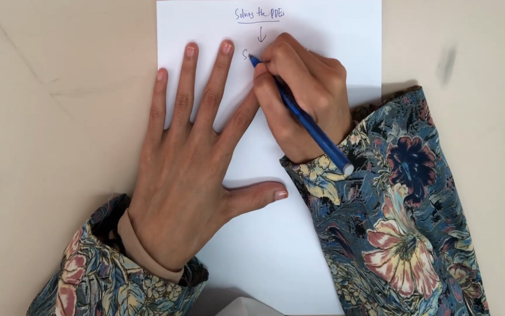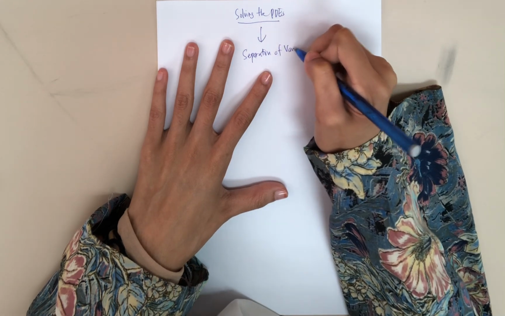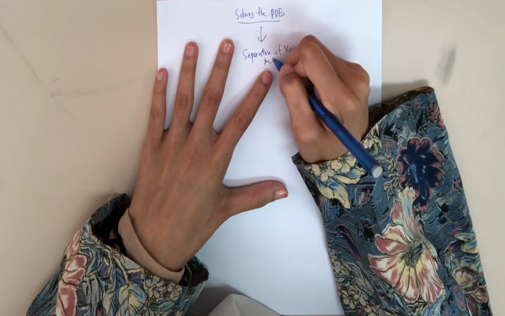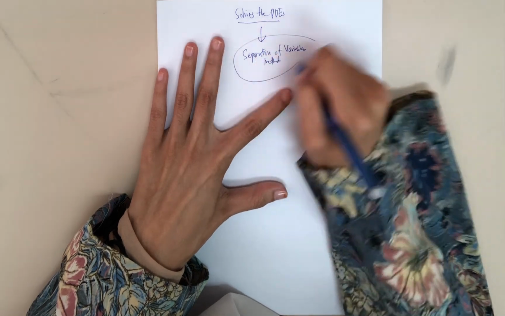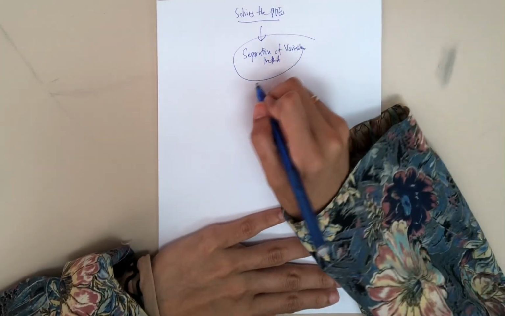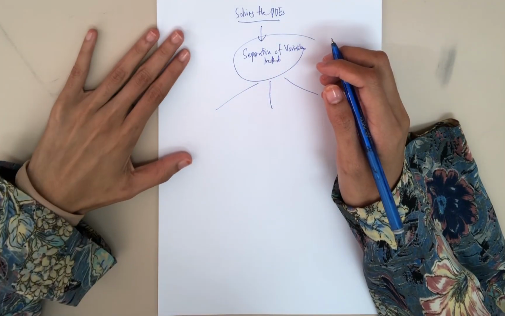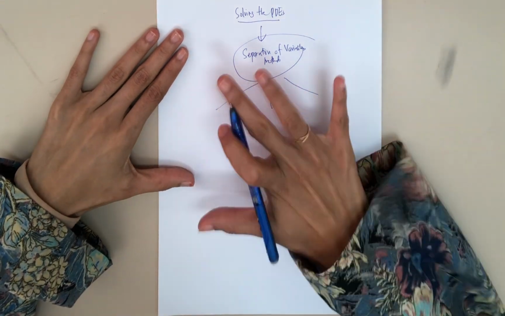The method that we will use is separation of variables. In this method, we will apply the Fourier series. This method has three steps.